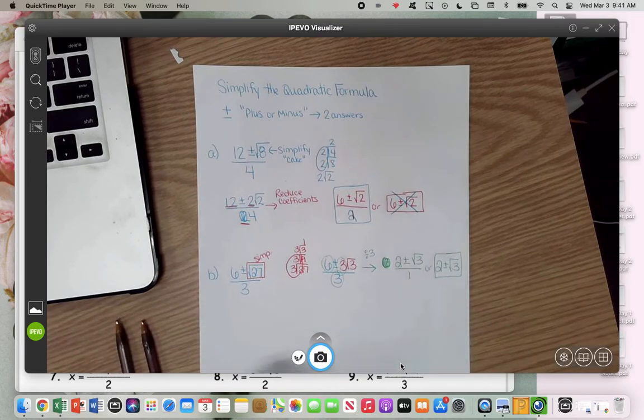Now, whenever you have a root, we just leave it as plus or minus, but that plus or minus is showing us we're getting 2 answers. That's as simple as we can go.